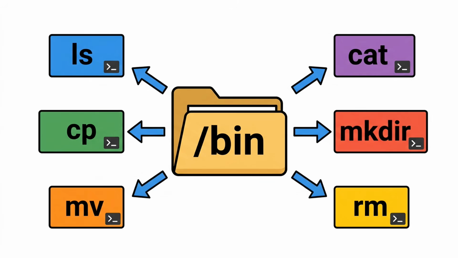Let's look at /bin. This folder contains the essential binary programs or commands that every user needs. Think of commands like ls, which lists files, or cp for copying, mv for moving, and cat for reading files. These are the basic building blocks of Linux. Without /bin, you'd have no commands to run at all. It's kind of like the toolbox of the system.